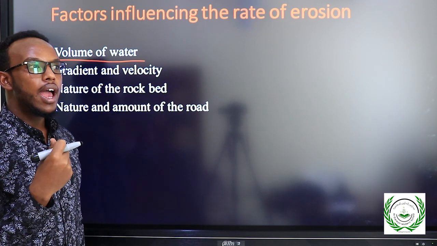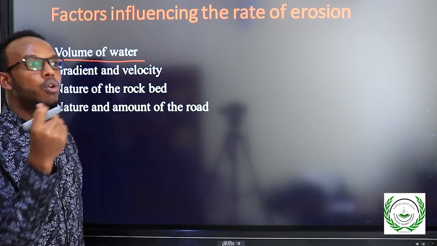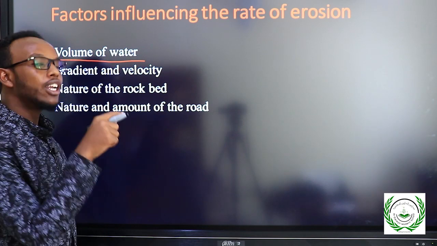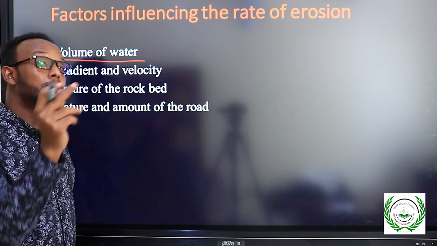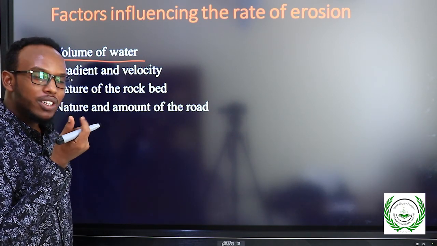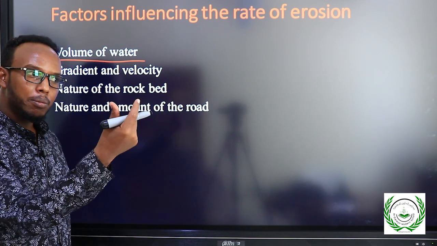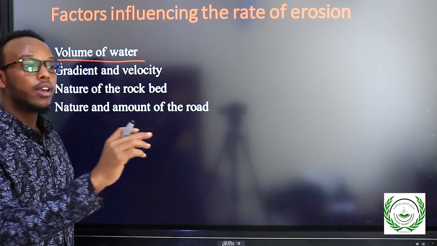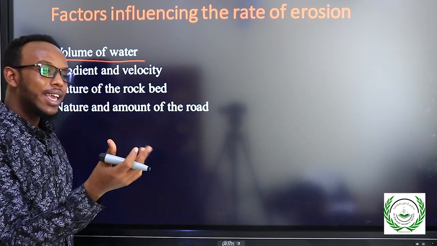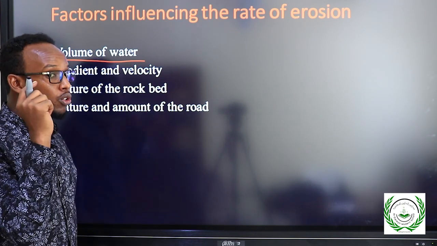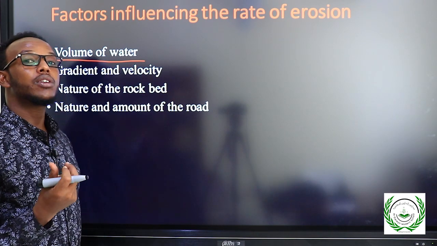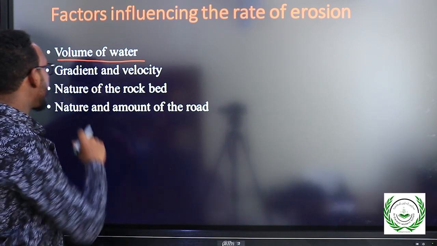If the river has more water, that means erosion is more. But if the water is less in the river, that means there is less erosion. If the water is less, that means there is less erosion.